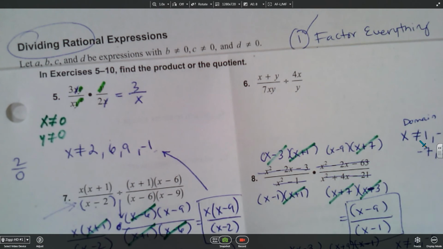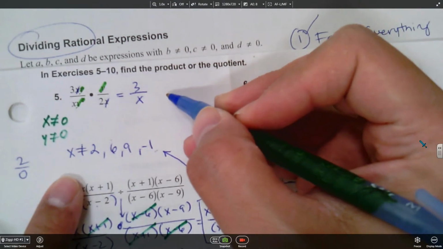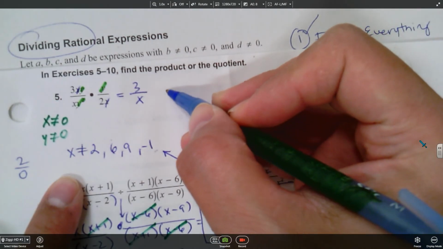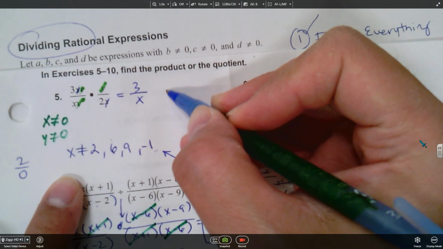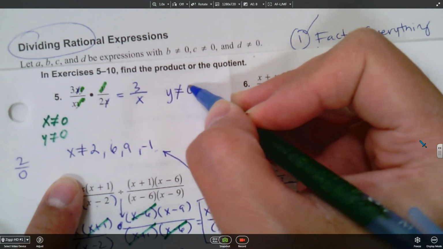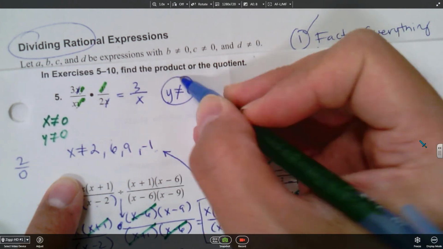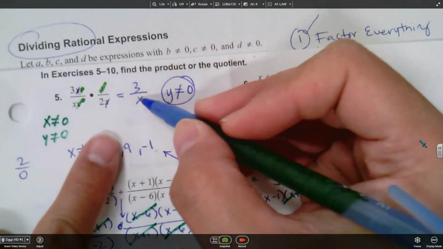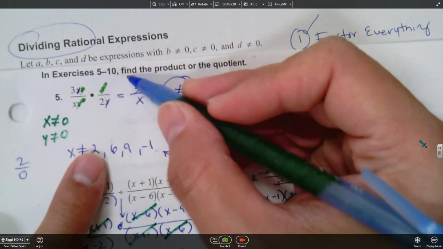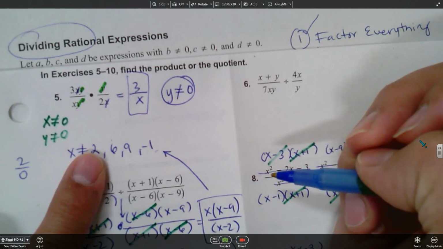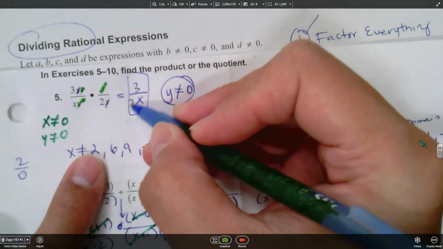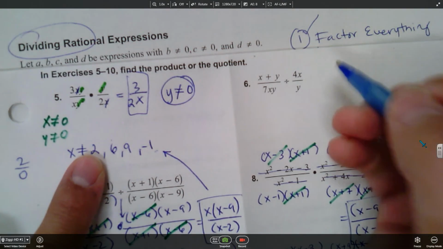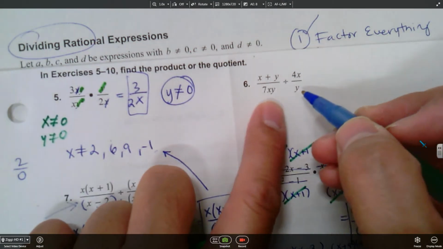So what will our textbook list as a restriction here? Our textbook will only list that y can't be equal to 0. They won't list that x can't be equal to 0 because it's still in our final answer. Does that make sense? Oh, the 2 is still there? It's right there. Okay, on to the next one.